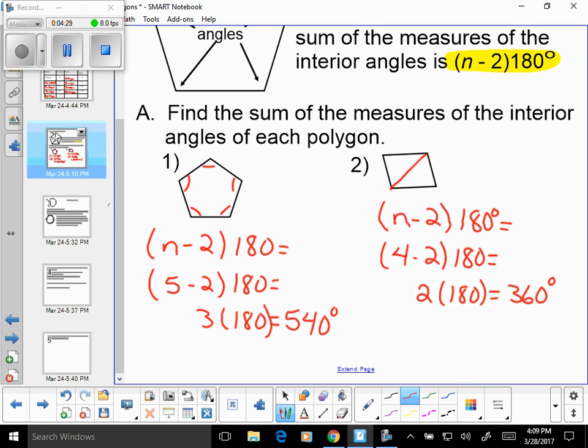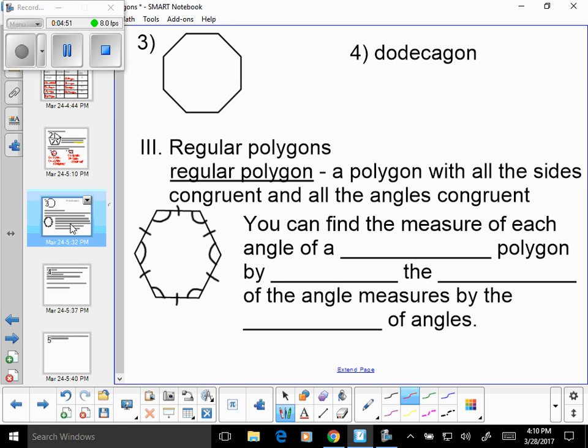If I go backwards to this pentagon, I can draw a line here and a line here. You have 3 triangles. So 3 times the 180 equals 540. So you can do it by formula. You can also do it by drawing diagonals if you need to, from one vertex. You have to draw the diagonals from one vertex.